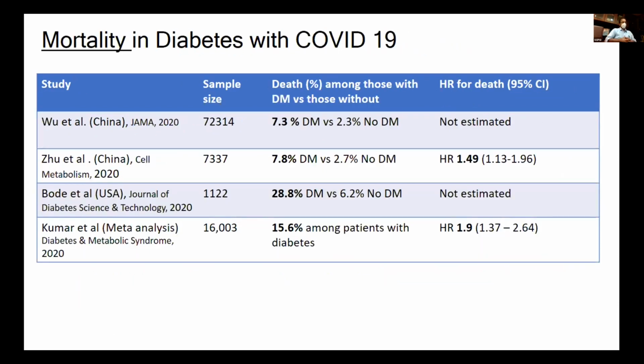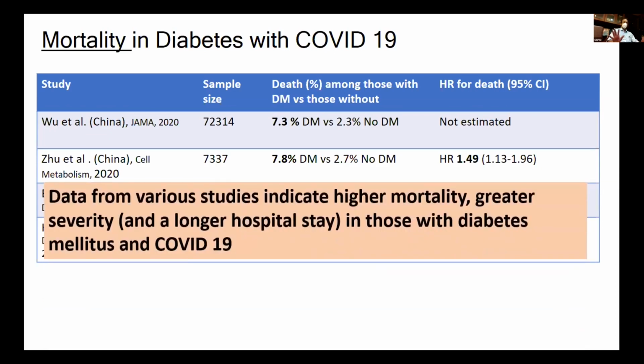Similarly, if we consider hard outcomes such as mortality, in the overall population the mortality is 2.3% to 6.2%. But among patients who have diabetes, it is almost 3 or 4 times higher. So it is very important to manage diabetes very well and to be more careful with people who have diabetes, because it is associated with higher mortality, higher severity, and a prolonged hospital stay.